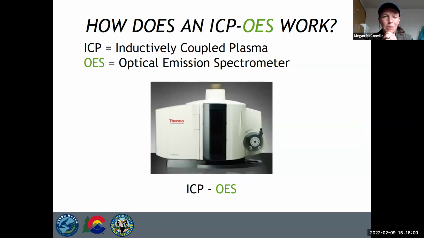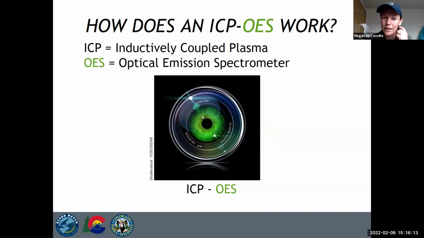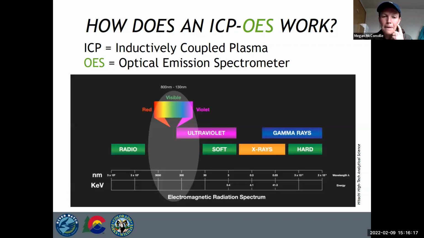Okay, so how does an ICP optical emission spectrometer work? This one that we've been using for 20 years has been a workhorse, something we've relied on, and has given us excellent and accurate data. So again, think camera lens, or kind of the way our eye works.